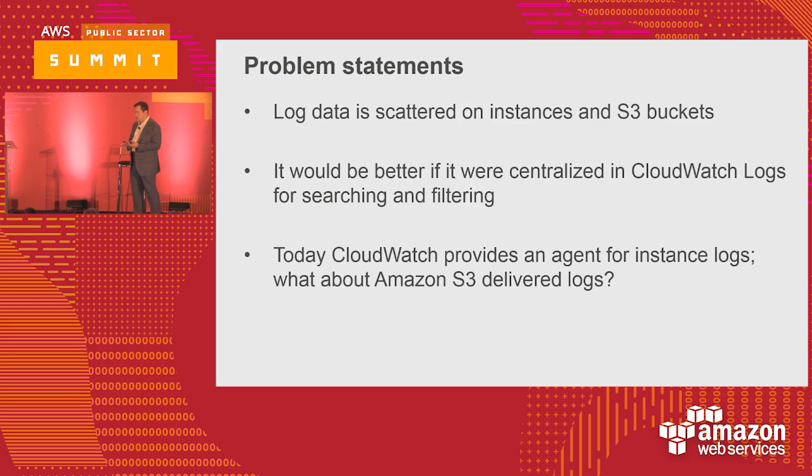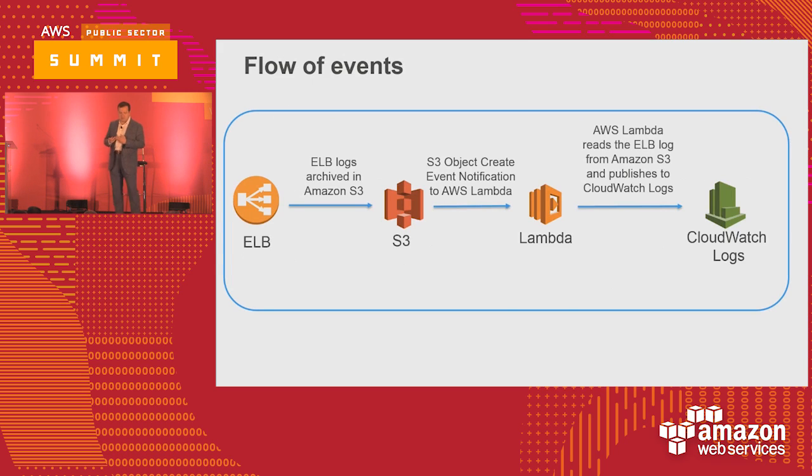Those access logs are dumped into an S3 bucket if you're choosing. So how do we get something from an S3 bucket into CloudWatch logs so that we can search it and filter it and have a central place where it's all stored? So what we do here is, again, the ELB delivers logs to an S3 bucket.